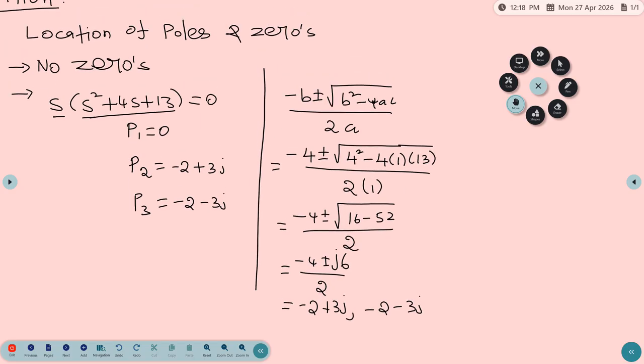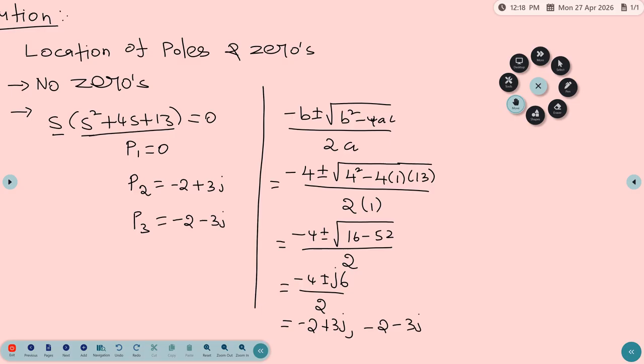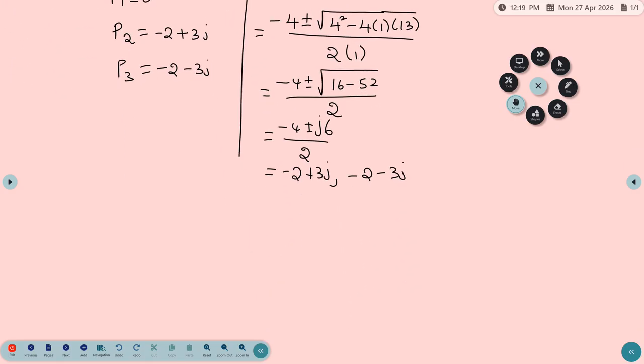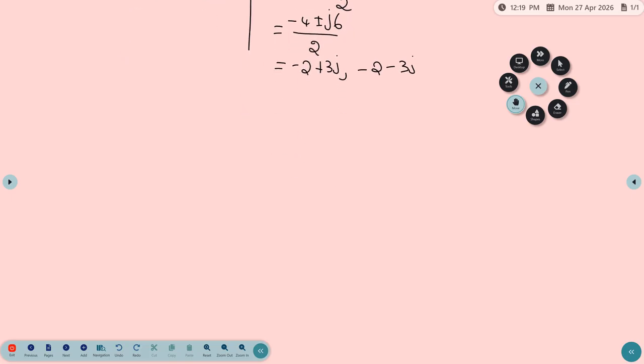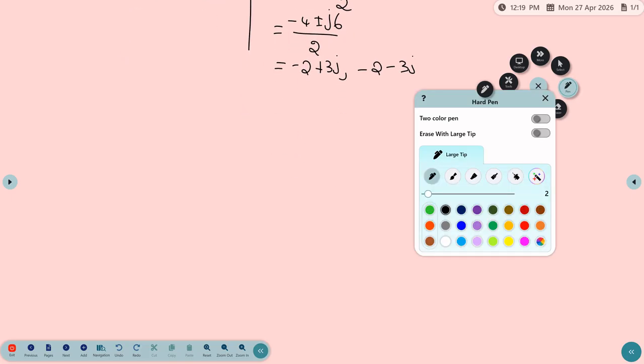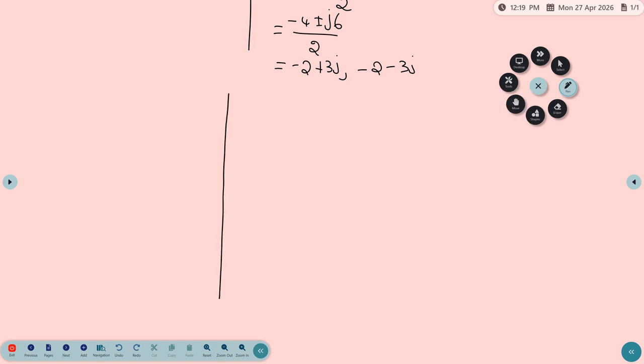So step number 1 is location of poles and zeros. In the graph sheet we need to mark these poles and zeros. Here we will try to draw a graph for this. Let us assume we have a normal graph sheet. In that graph sheet, we should make one reference line for the x-axis, then one reference line for the y-axis. This axis is called the real axis or x-axis, and the y-axis is called the imaginary axis. So this is a normal graph sheet.